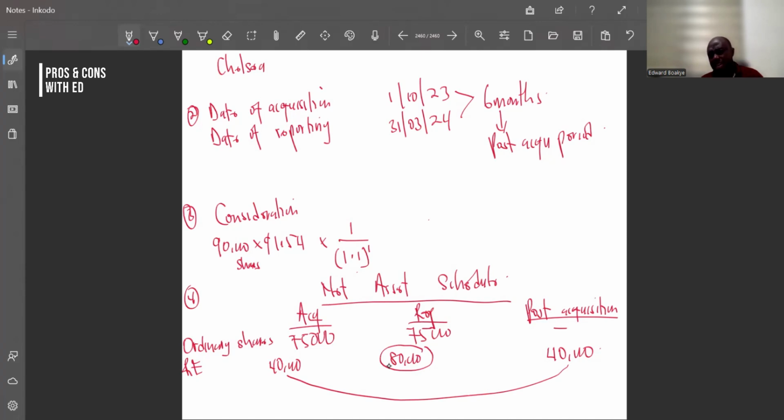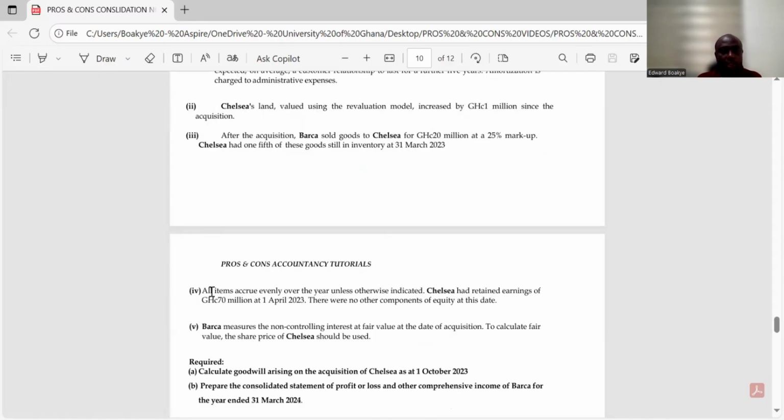So if it is just for that year, then what was the retained earning before even this 80,000 profit? Let's go and look at the question. Was there retained earning? With this question, if you read your note 4, it says that all items accrue evenly over the year unless otherwise indicated. Let's move on. Chelsea had retained earning of 70 million at 1st April 2023. There were no other components of equity at that date.